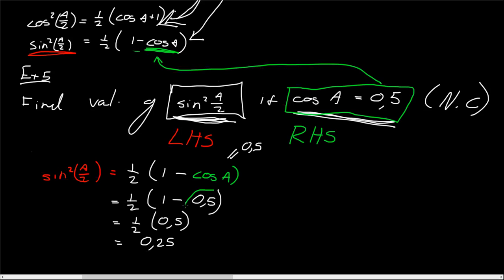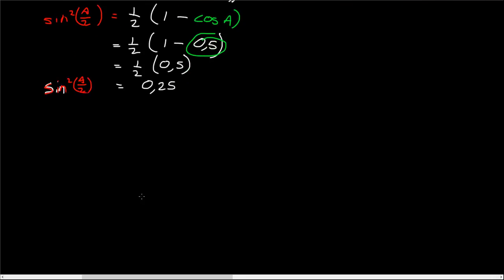This should have been green. Okay, so there we go. And now we've solved the problem. Sine, I'm going to do that in red. Sine squared A over 2 is equal to 0.25. And there you go. Nice and simple.